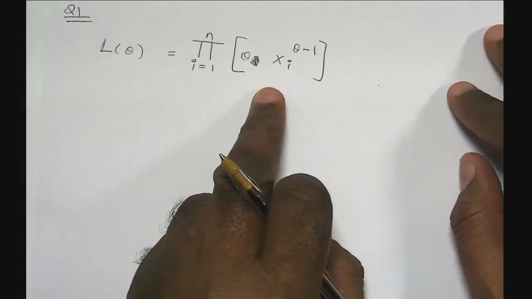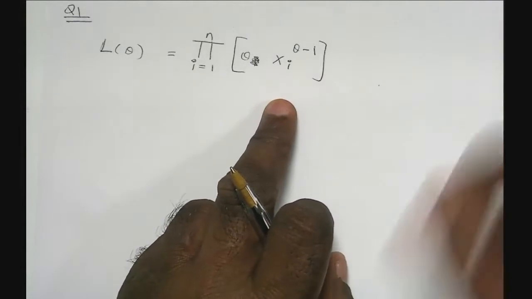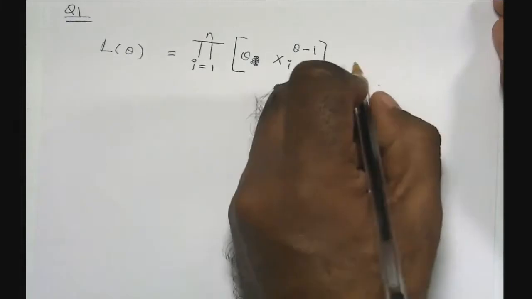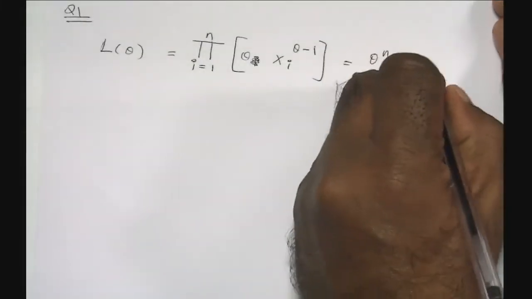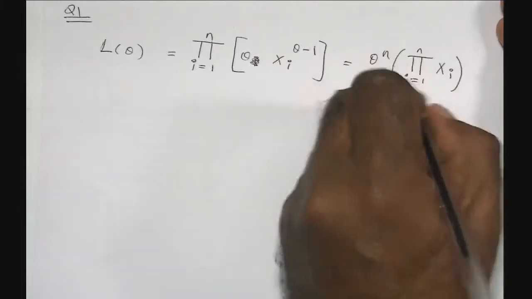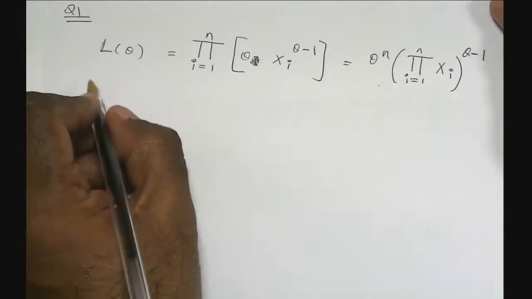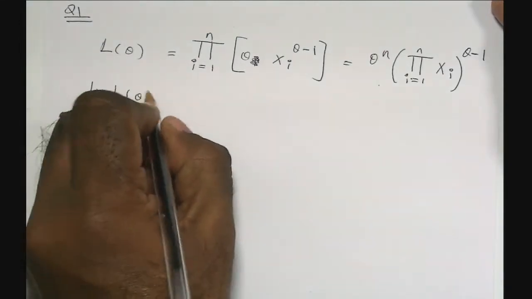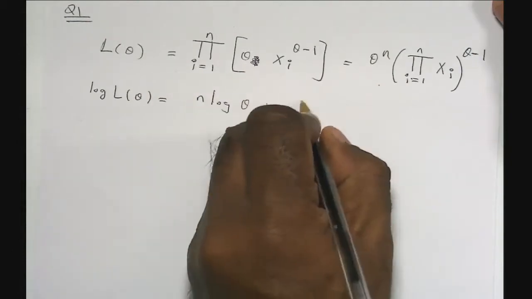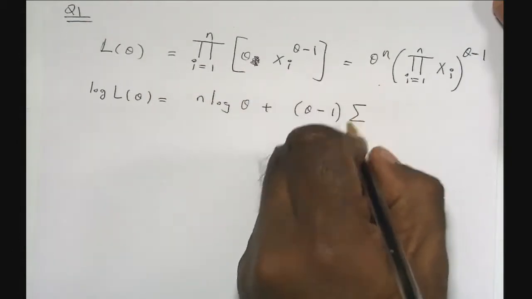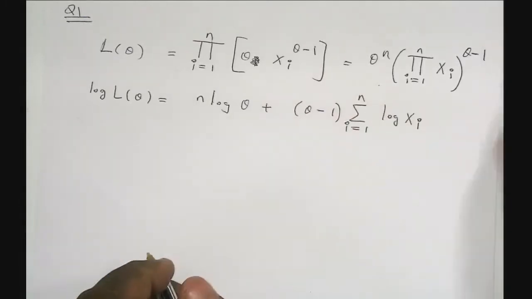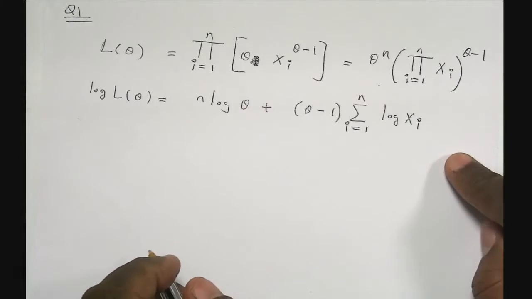This is the likelihood function for question 1, which you can simplify to this, right? The next step is to take the log. So you're taking the log of this, it becomes this. All right, are you guys with me? You got this, right, yeah?